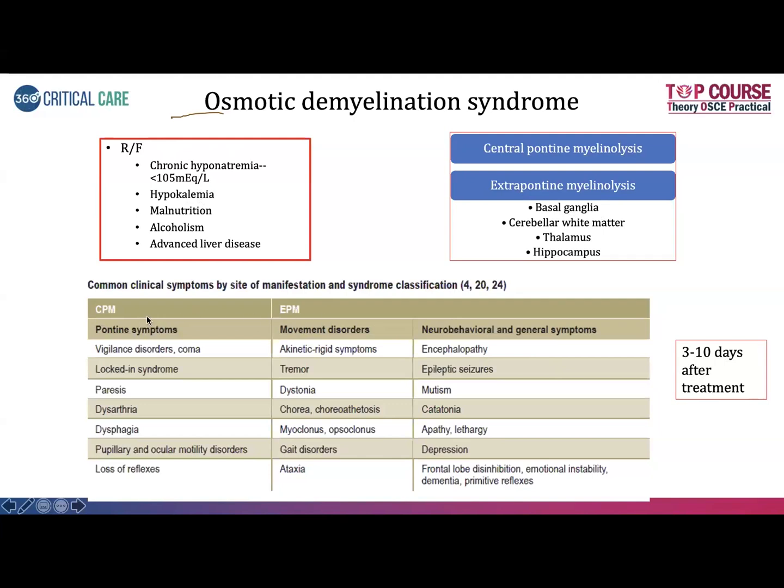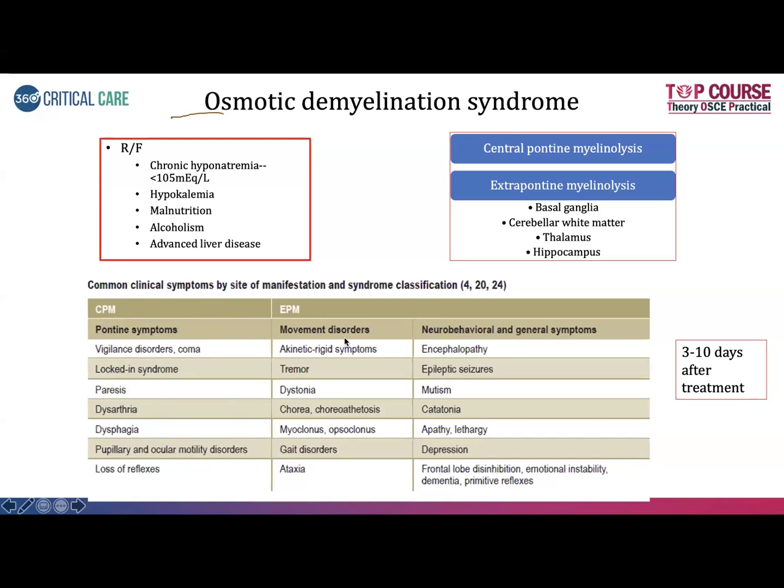So the main symptoms, or the difference between central and extrapontine. In pontine myelinosis, the patient can be in locked-in syndrome, paresis, dysarthria, dysphagia. Okay, the patient cannot talk and will be kind of quadriplegic. So there is paresis, locked-in syndrome. The patient's sensorium can become low, loss of reflexes, pupillary, ocular, and motility disorders can be there. So this is about central pontine.